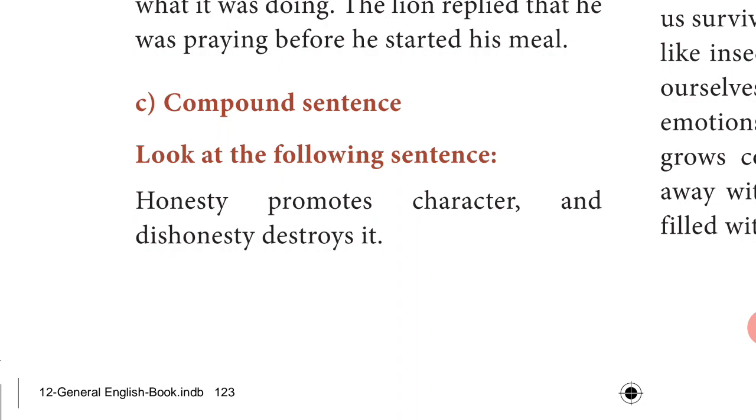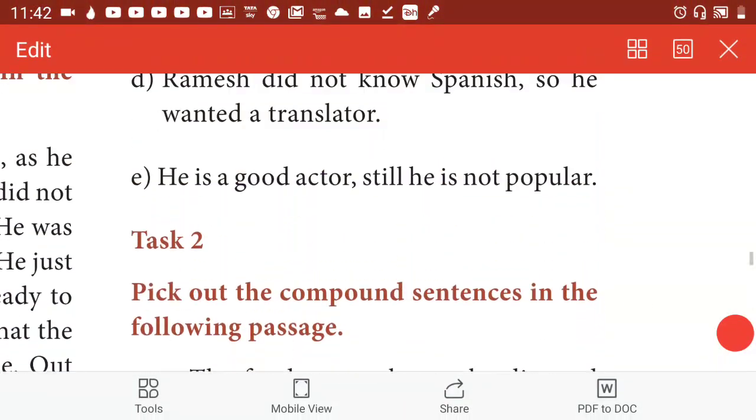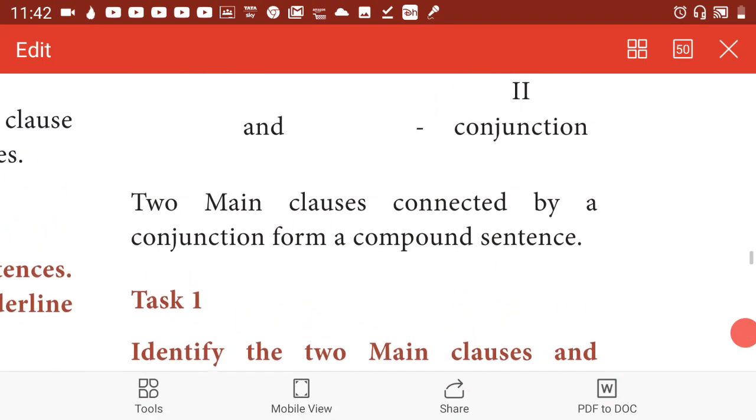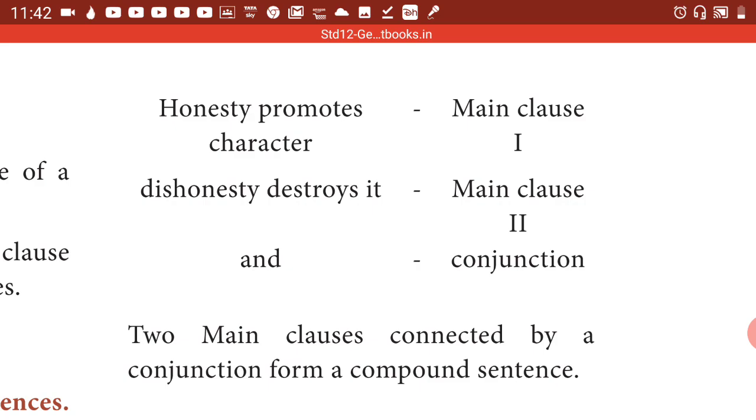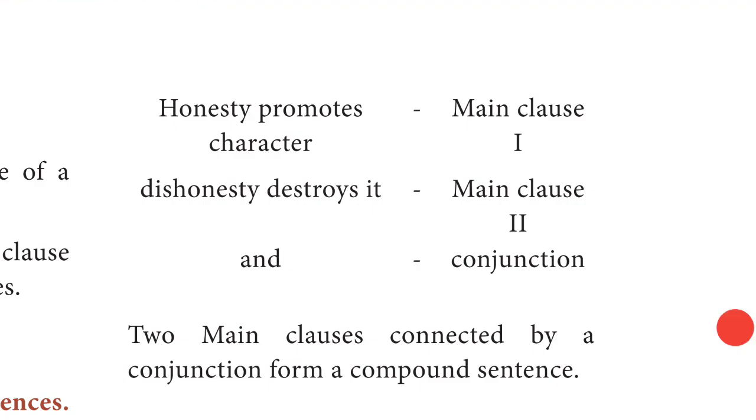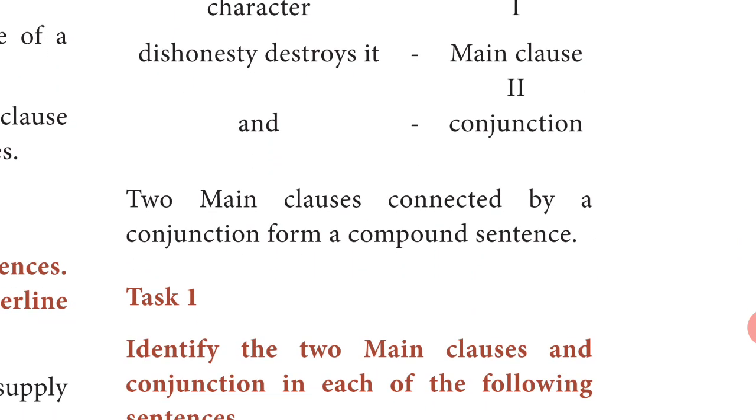If you look at this particular sentence, there are two main clauses. How many main clauses? Two main clauses. What are they? Look at this part. Honesty promotes character. Promotes is the verb, and that particular group of words give complete sense. That is main clause. You look at the second part. Dishonesty destroys it. That is also another main clause. That is the second main clause, but it is connected with conjunction, coordinating conjunction. And so when two clauses are connected by a conjunction, they form a compound sentence.